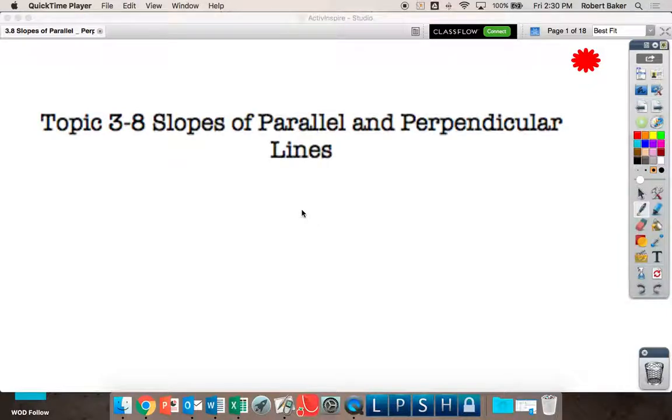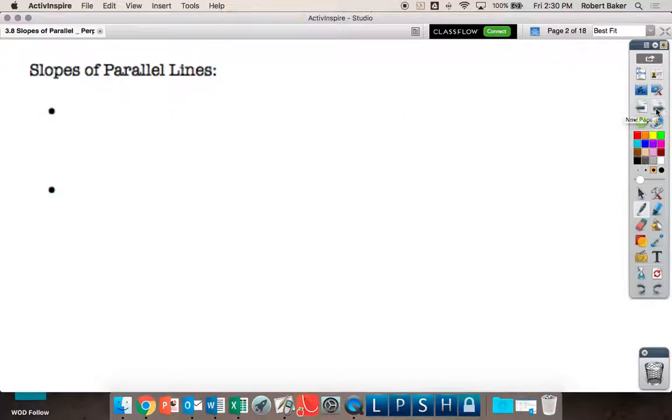So parallel perpendicular lines, like I said, there's two main chunks of this. The first chunk is parallel. All right, so we're going to define that with two main bullet points. The slopes of parallel lines are equal. Pretty long definition. The slopes of parallel lines are equal. That's one main point of that.